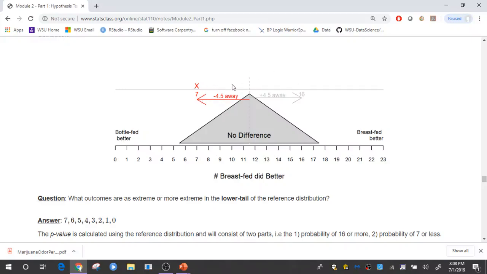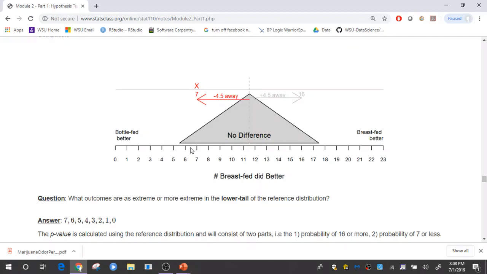So another way to think of this is that 7 is the mirror image of 16 on this reference distribution. If I were to take this reference distribution and fold it in half, 16 here would land right on the other side at 7. Now another way of thinking about this is just looking at how far away I am from the edge. So 23 down to 16 is 7 away. Well, 0 up to 7 is 7 as well.